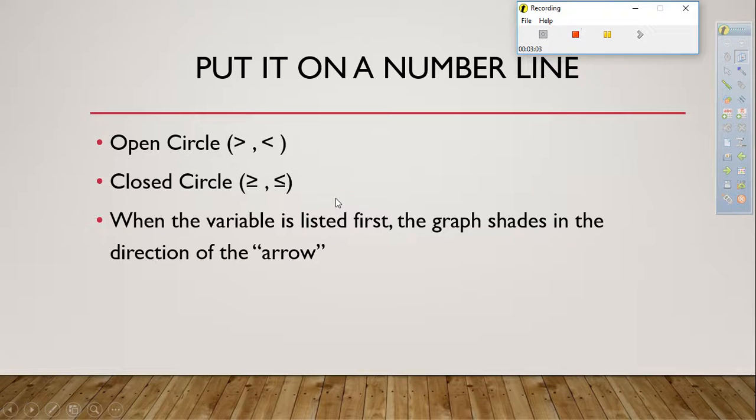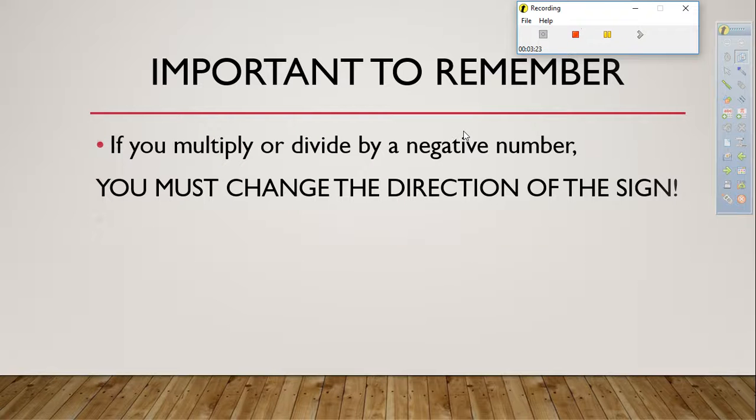When the variable is listed first, the graph shades in the direction of the arrow. For instance, as long as the variable is first, if it was x is greater than 4, when you shade, this symbol right here creates an arrow for your shading. So let's take a look at that. One other thing to keep in mind is if you multiply or divide by a negative number, you must change the direction of that sign. Very important.